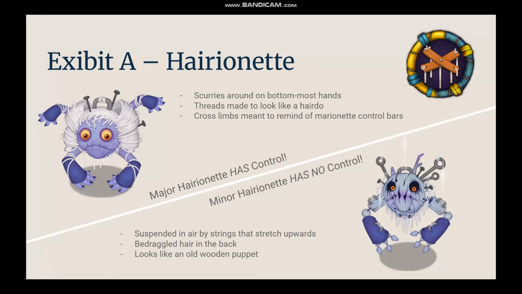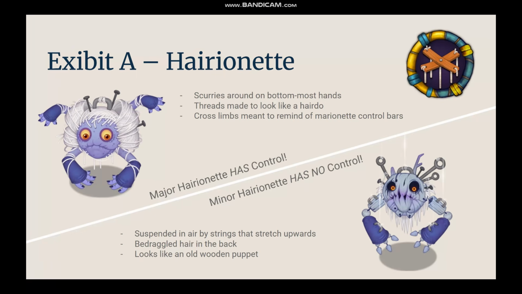Now minor Harionette is different because it is suspended in the air by strings, like a puppet, with bedraggled hair in the back, contrasting with the hairdo it has in its major form, and it looks like an old decrepit wooden puppet. So it's got all the minor paranormal markings of being weird and demonic, but I would also say that it doesn't have any control. Debatably, you could say that the major has control and the minor has no control, and that is the theme that each of these paranormal singles will share.